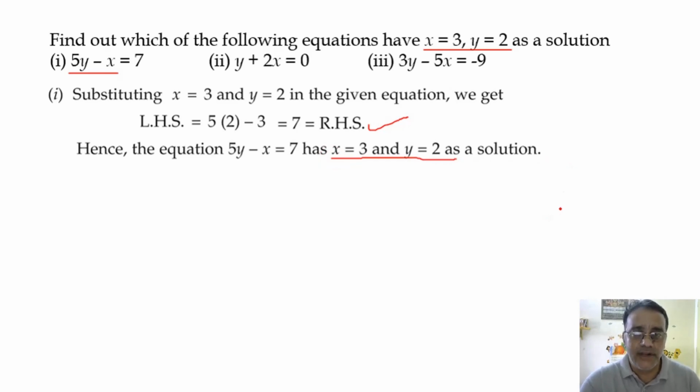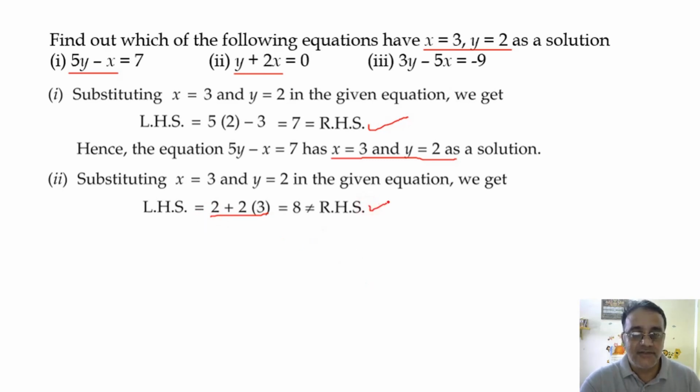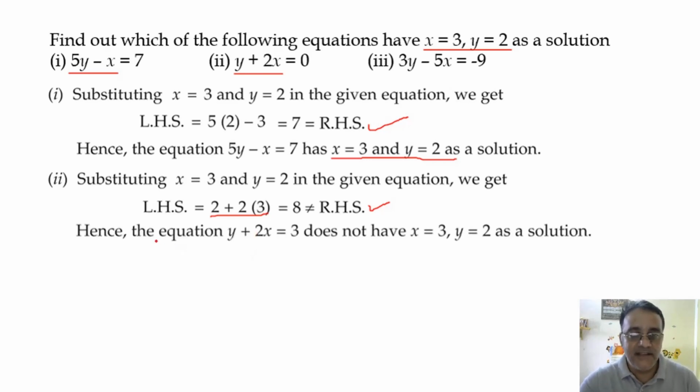No, sir. Okay. Now we will check it for the second bit. Substituting x is equals to 3 and y is equals to 2 in the given equation we get, this is the LHS. So LHS is equals to 2 plus 2 into 3. How much you are getting? 8. Which is not equals to RHS. So x is equals to 3 and y is equals to 2 does not satisfy the given equation. So hence the equation y plus 2x is equals to 3 does not have x is equals to 3 and y is equals to 2 as a solution.